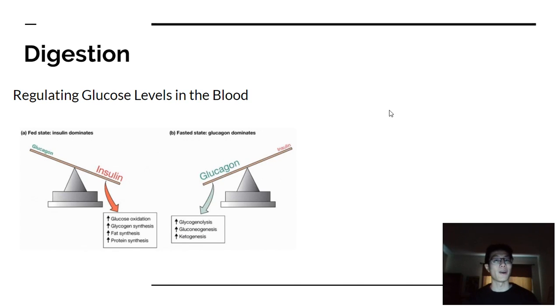So that's basically all I have in terms of digestion. We went through some of the basics of digestion as well as why glucose is important for the system. So please read over the textbook, read over what's expected by your professor, and I hope you found this useful.